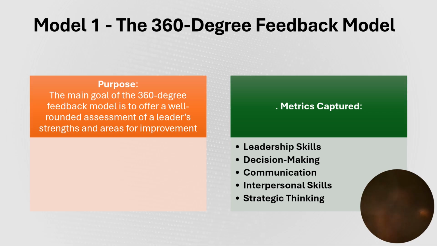Model 1, the 360-degree feedback model. This explains and highlights both its strengths and limitations so that you, my audience, can understand how it works and when it may be most useful in assessing health leadership. The 360-degree feedback model is a comprehensive evaluation tool that collects feedback from a wide range of sources, including peers, subordinates, supervisors, and sometimes patients. This model provides a holistic view of leaders' performance from multiple perspectives within the organization.